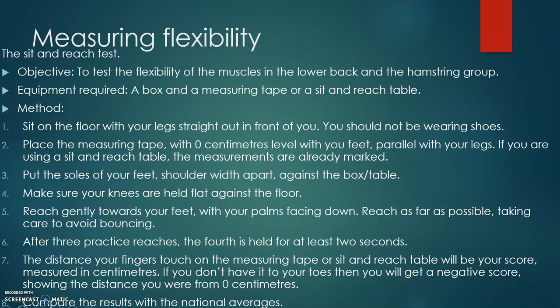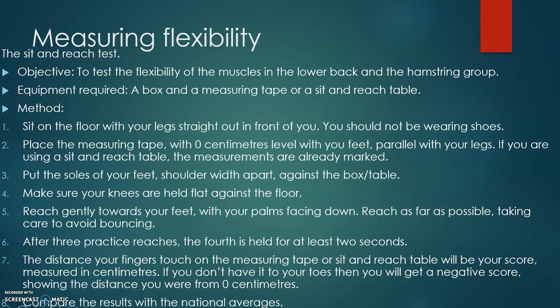You place the measuring tape. We've got something like a ruler that we use, and we sit and we keep our legs straight and we push the ruler as far forward as it can go. Okay. You reach gently towards your feet with your palms facing down. You reach as far as possible, taking care to avoid bouncing. You have 3 practice reaches. The 4th reach is held for at least 2 seconds.